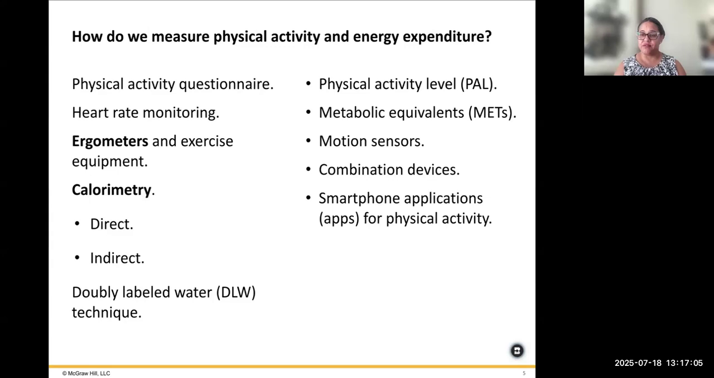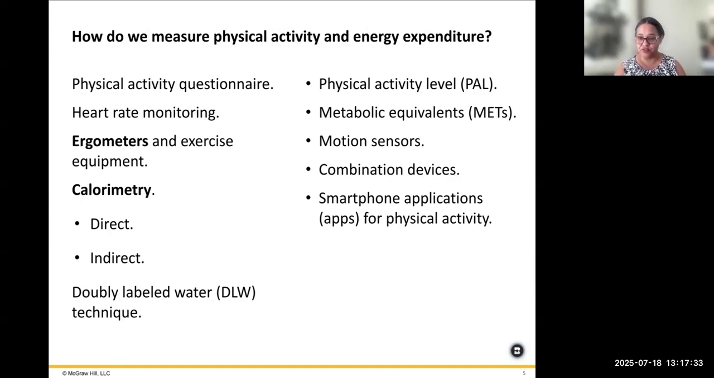How do we measure physical activity and energy expenditure? Whenever we see the letters EE, it's always talking about energy expenditure. We're going to use a lot of acronyms this chapter, and it's good to maybe have a piece of paper in front of you, write down the acronym. So when you read a sentence with that acronym, you can go back and realize, oh, that's what that means.